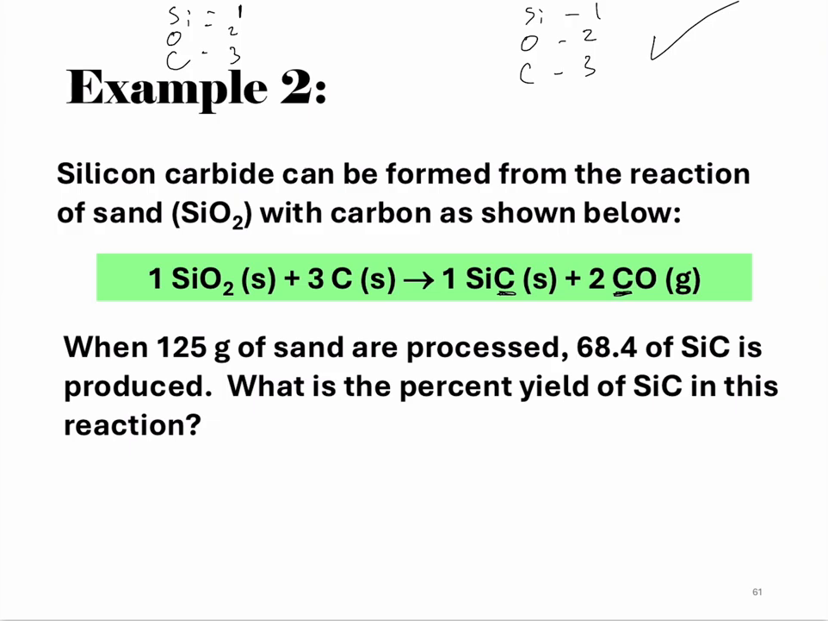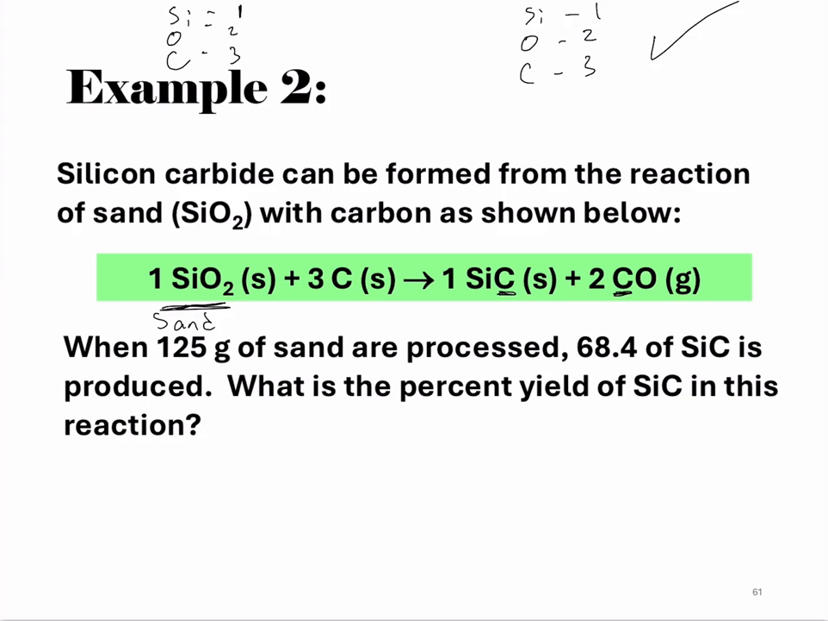If it was a makeup quiz or an exam question, then you would probably have to balance this first, right? And then use that to go through the rest of the problem. All right, so we have the reaction balanced at this point. The next question is asking, when you have 125 grams of sand that are processed, right? So this is our sand, just silicon dioxide. It says 68.4 of silicon carbide is produced. Right, so that's saying that's the actual amount that you received, right?